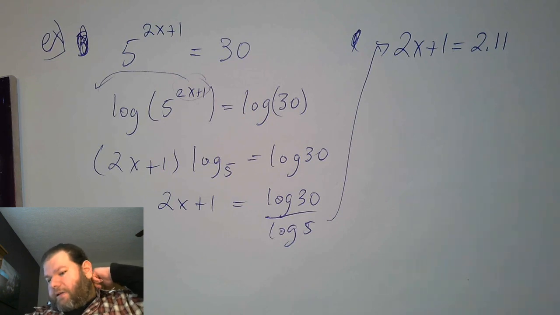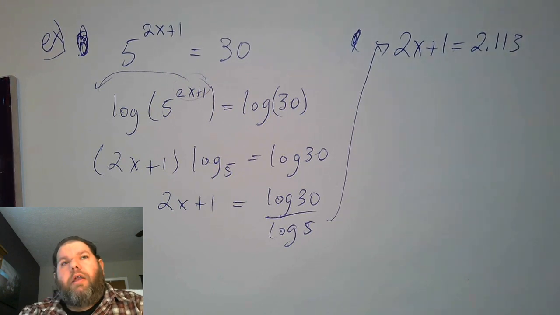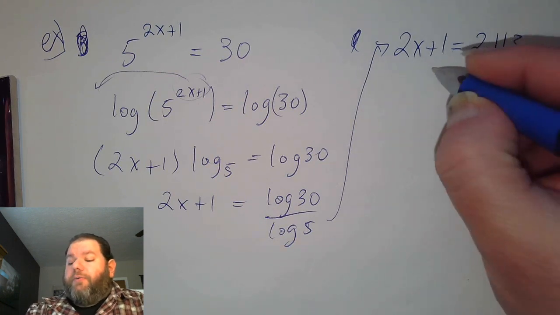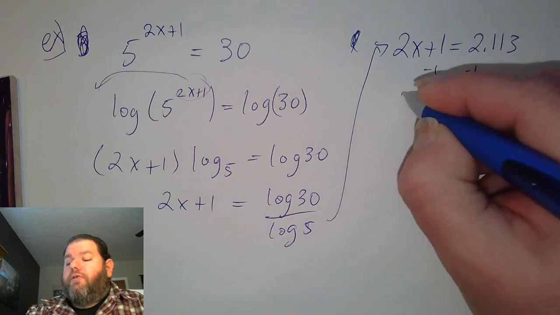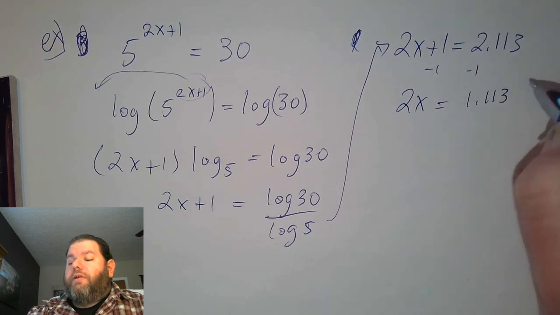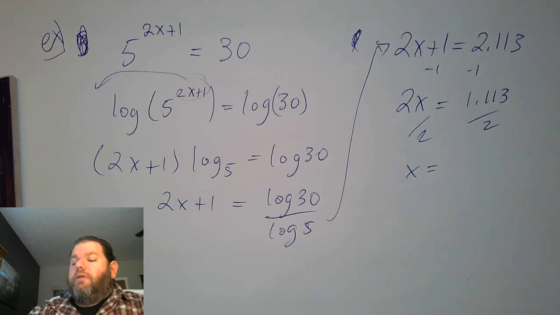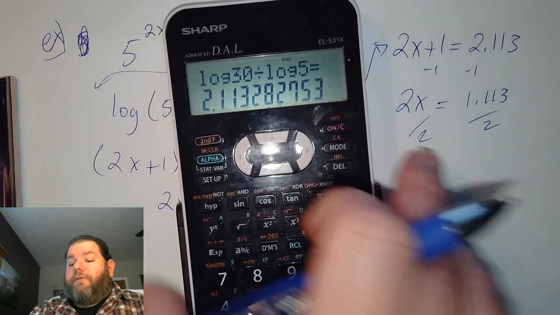In fact, I actually may put the next number there for now, and then we'll approximate a little bit further later. Let's subtract our 1. So 2x is 1.113, and then if we divide by 2, now we can approximate it a little bit further.